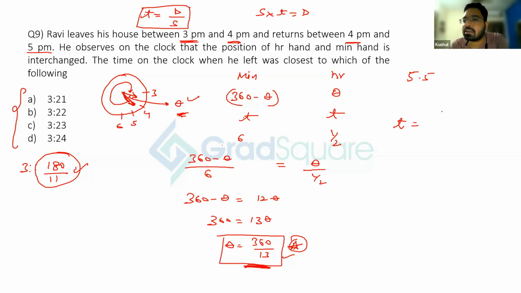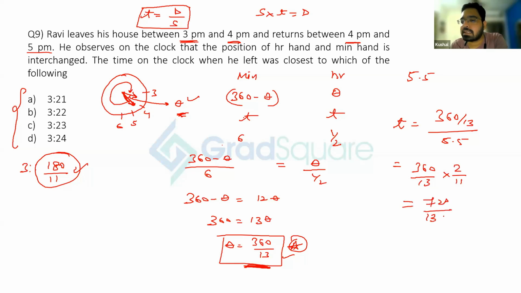So how much time will it take? 360 divided by 13 divided by 5.5. Clear? Or 5.5 is 11 by 2. So 360 by 13 divided by 11 by 2. So it will become 2 by 11, and 720 by 130. 11 threes are 33. Okay, so 143. So 180 by 11 plus 720 by 143 should give me the answer. This will be the time.